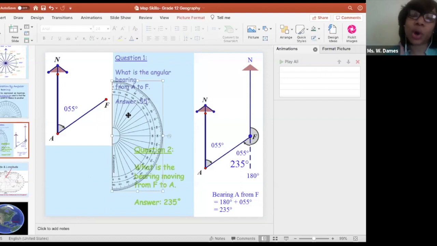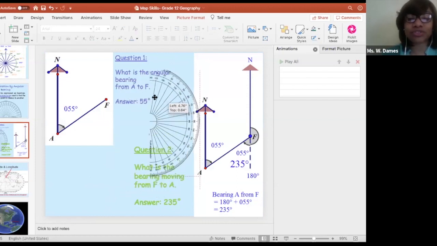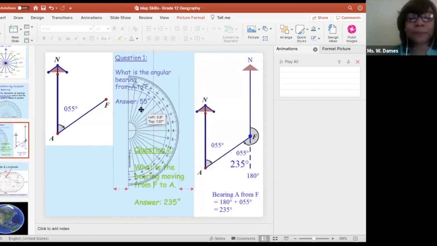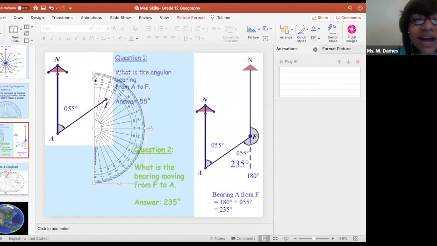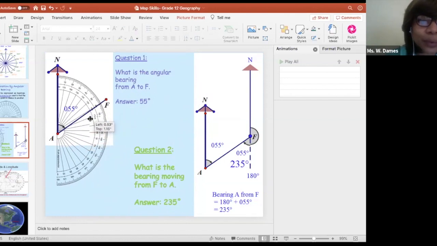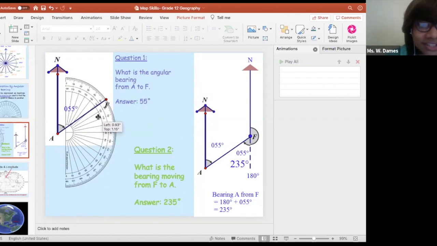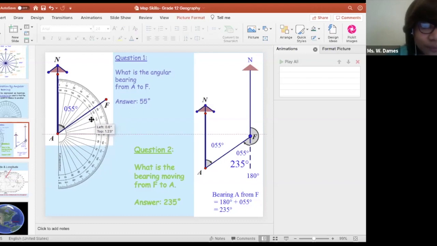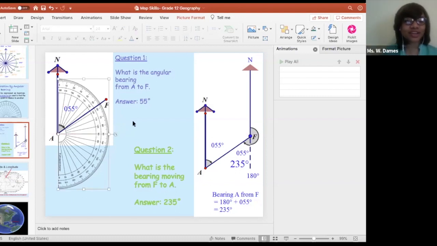Remember we said north is always 0, guys. Because north is always 0, we turned our protractor in this direction, and we see our 0 here on our protractor. We line that north line up with 0. Ironically, even though I turned the protractor to my liking, we still get the same answer. We still get that 55 degrees. If you look at the numbers, we're still at about the 55-degree mark.